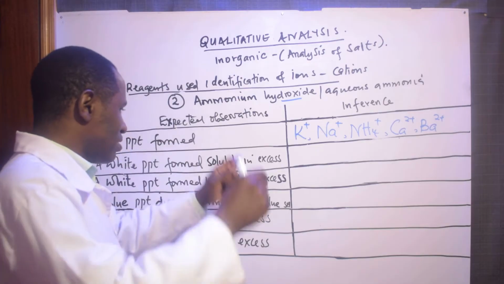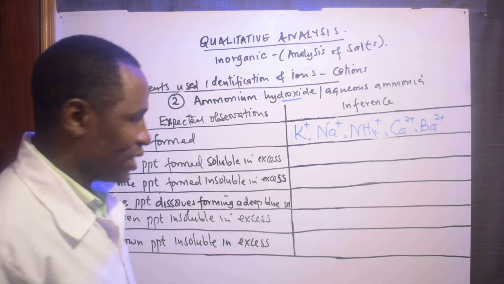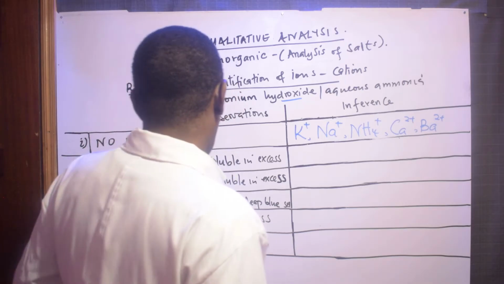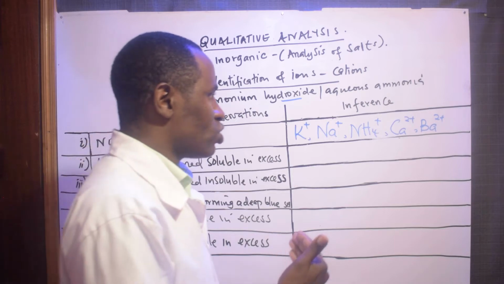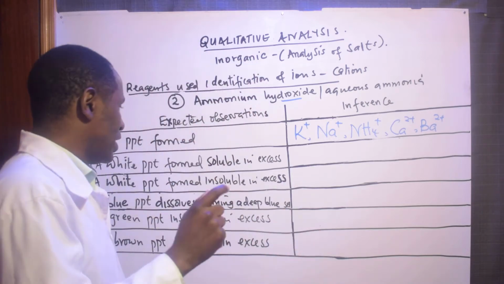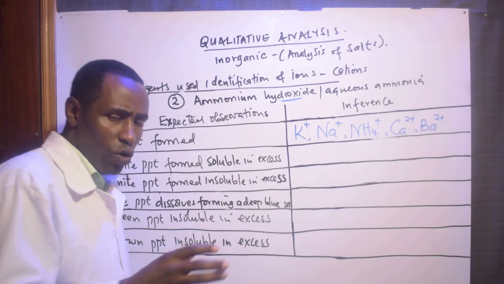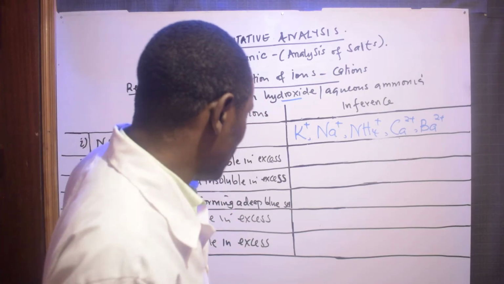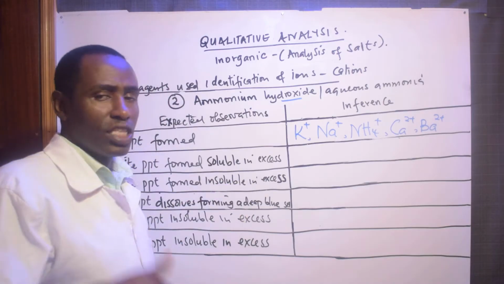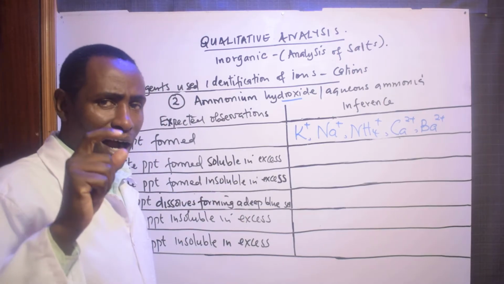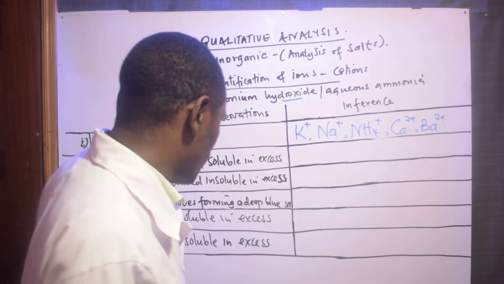A white precipitate formed, soluble in excess. And as I've just said, this may not necessarily be the reaction with hydroxide ions. It is actually not a reaction with sodium hydroxide, because the ammonia solution is a weak base. Why this happens is due to the formation of a complex ion, which actually forms a soluble salt.